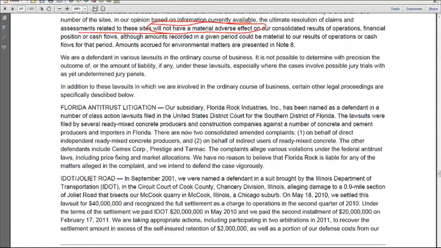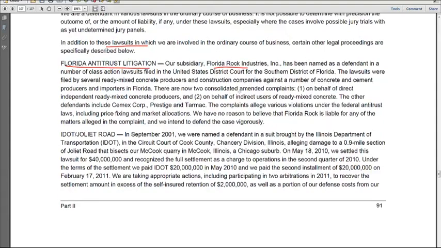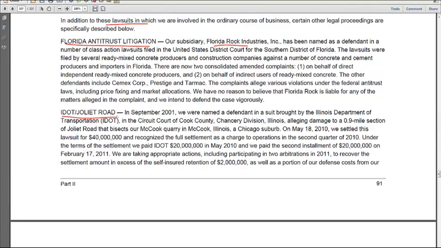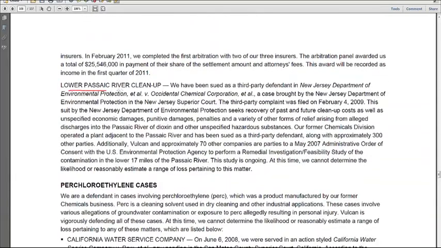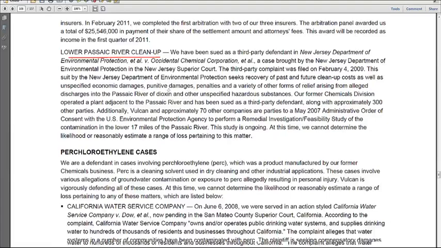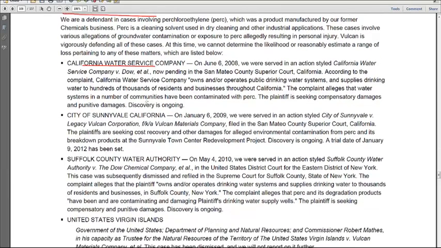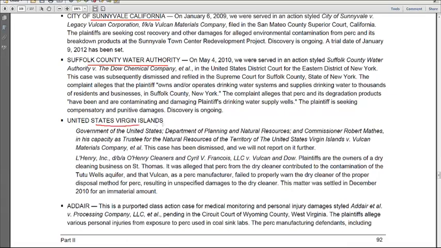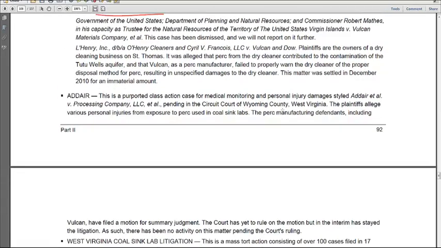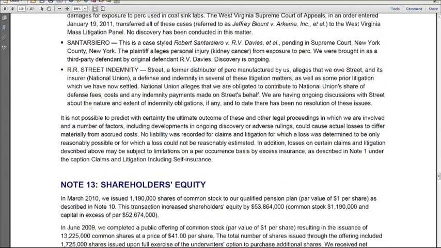Then Vulcan has been subject to lawsuits. So there's Florida antitrust litigation regarding Florida Rock. There's a problem with the IDOT Joliet Road in Illinois where they may have damaged it with some of their operations. There's the Lower Passaic River cleanup in New Jersey. There's the usual perchloroethylene cases that all companies seem to run into. And there's just a number of places in California, Suffolk County, I think that's Long Island, U.S. Virgin Islands, that are suing them. West Virginia is suing them over this. There's West Virginia coal sink lab litigation, and so forth and so on.